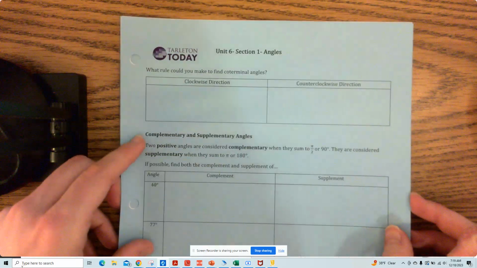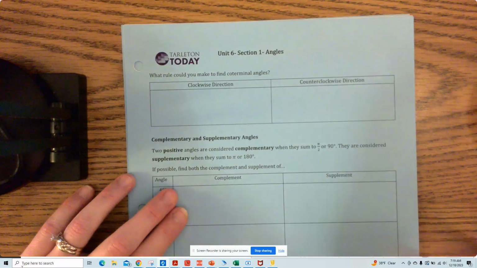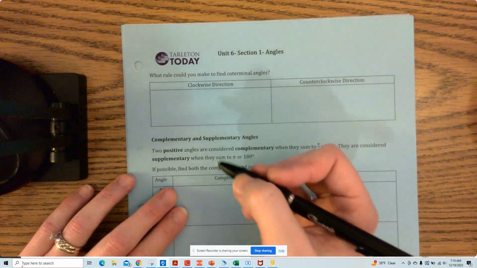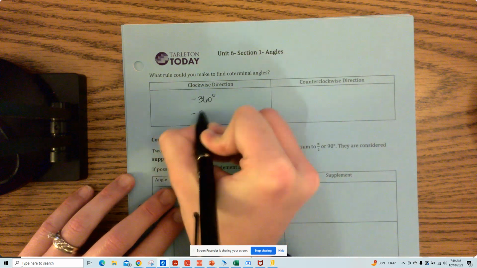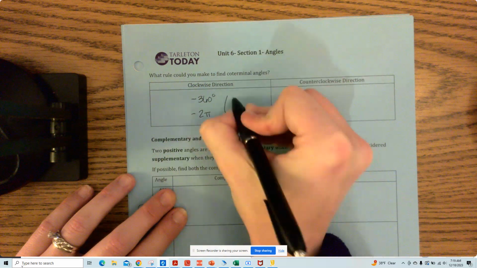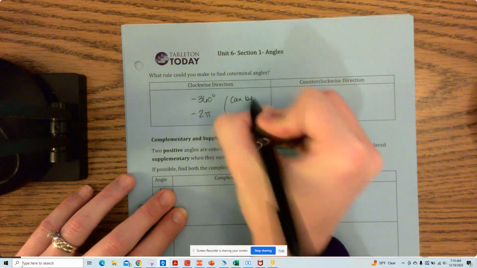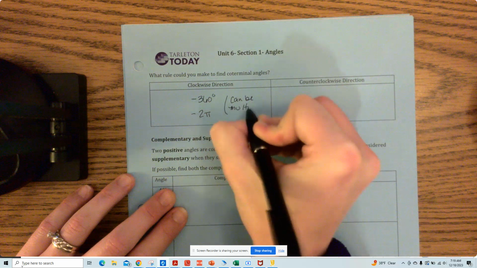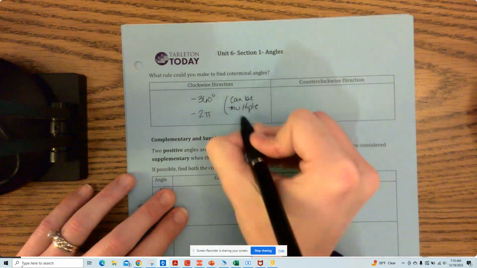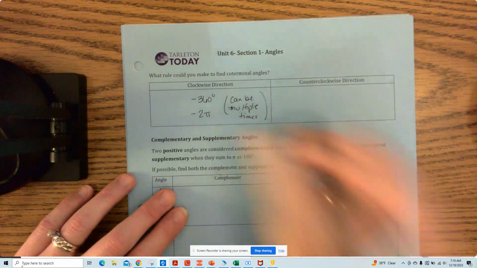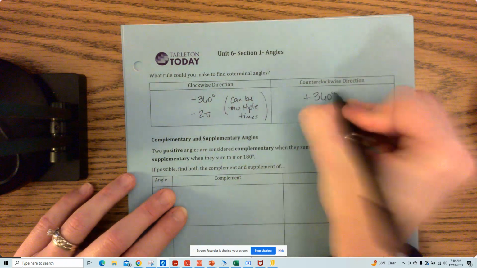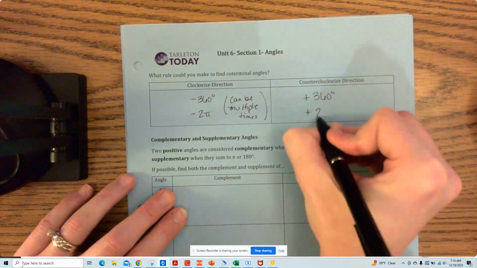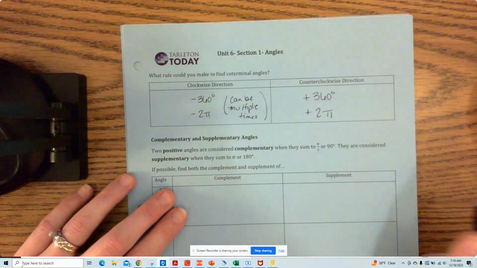What rule could you make to find coterminal angles? So for the clockwise direction, we can subtract 360 or subtract 2 pi. And we can do this multiple times. So we just found a few of the coterminal angles. There's more than that. And so for the counterclockwise direction, we can add 360 or we can add 2 pi.